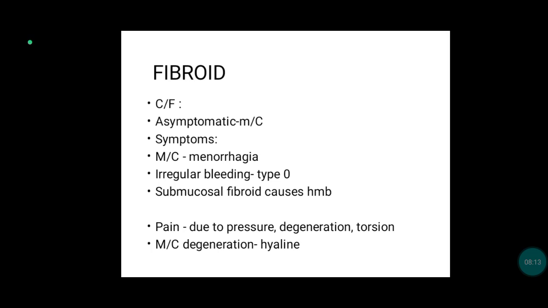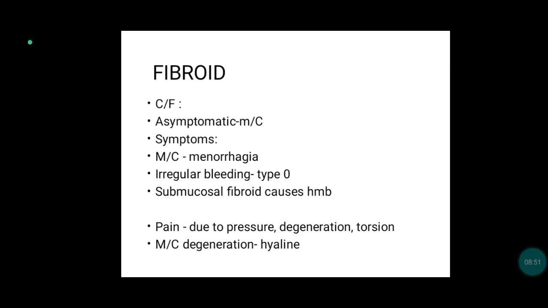Regarding degeneration, the fibroid will enlarge and it will start to degenerate from the center. The exception will be calcific degeneration, where the degeneration will start from the periphery, and this calcific degeneration is most commonly seen with subserosal fibroid. There will be a worm stone appearance. The most common degeneration in fibroid will be hyaline degeneration.